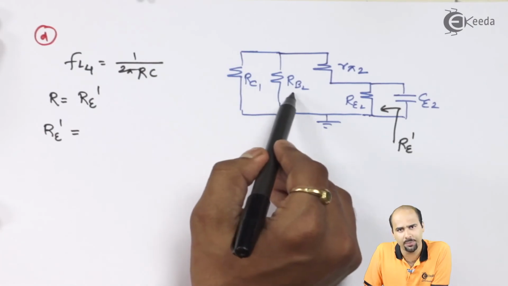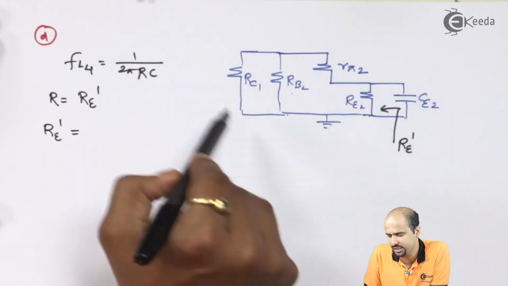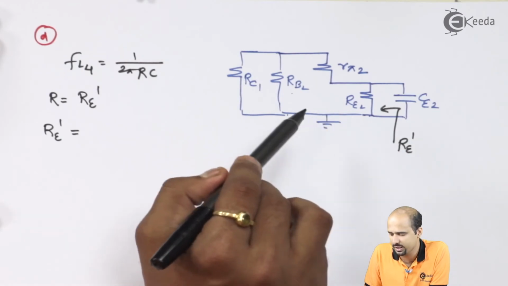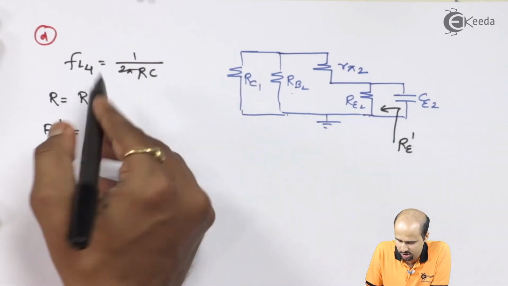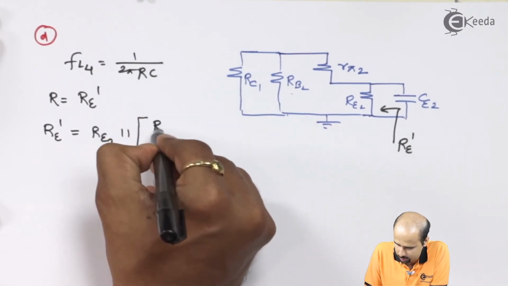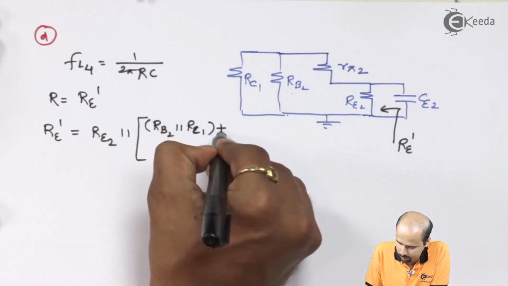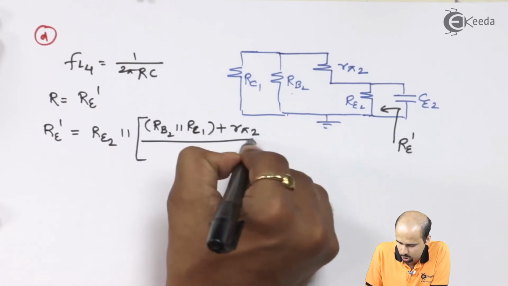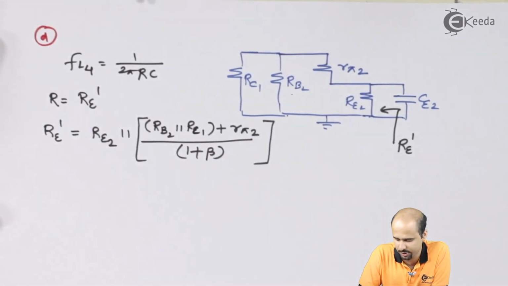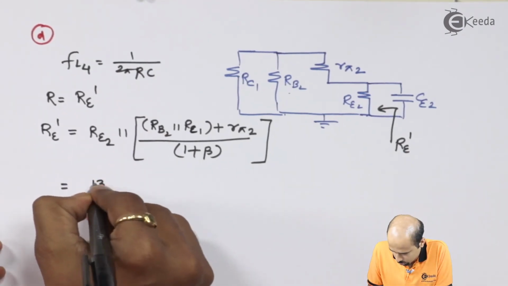RE dash is equal to RB2 parallel with RC1, right? And that combination is in series with R pi 2. That complete series combination we have to shift towards the emitter side, so we have to divide it by 1 plus beta, and then that combination is in parallel with RE2. So it's a big calculation: RE2 in parallel with RB2 in parallel with RC1, plus R pi 2, whole combination divided by 1 plus beta. So the answer of this resistance is 13 ohm.